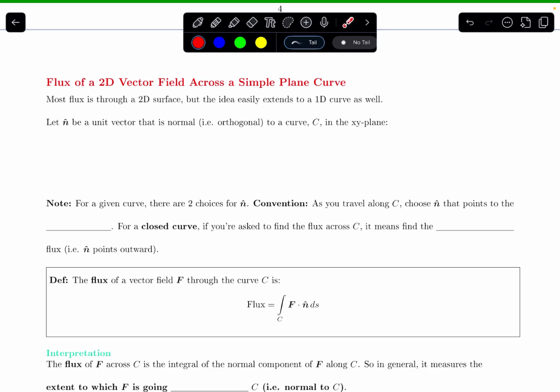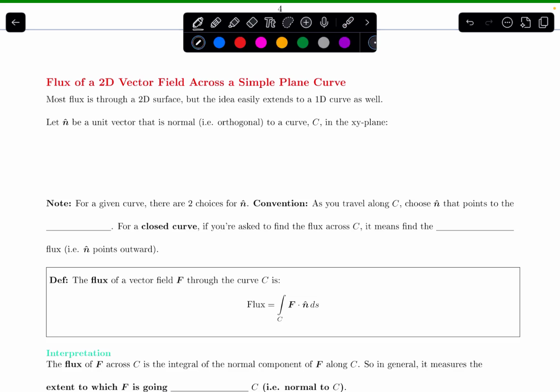In this video, we are going to learn how to find the flux of a vector field across a curve. So we've already learned how to take the flux across a surface, but we can extend this idea to find the flux across a curve. So how do we do this?